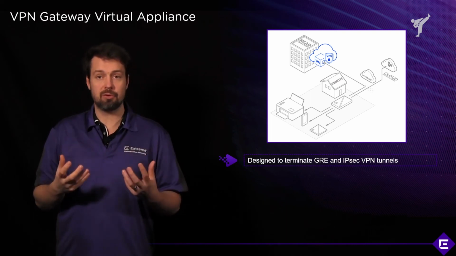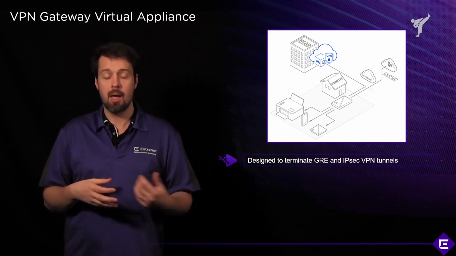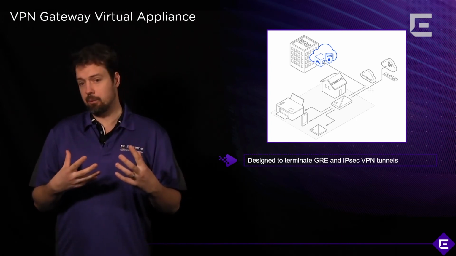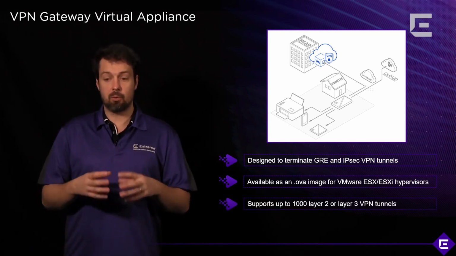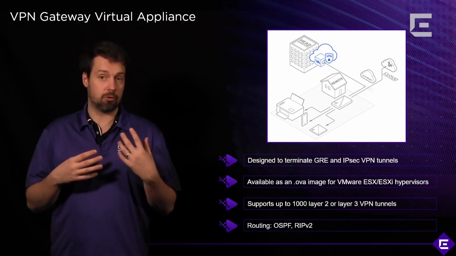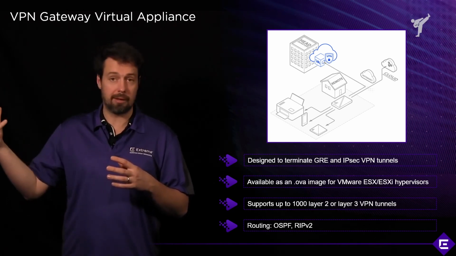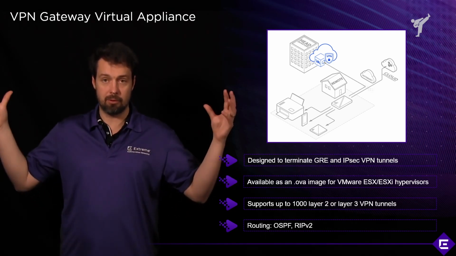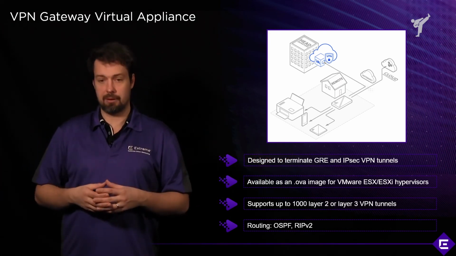More commonly, the VGVA will be used to terminate remote VPN connections coming from remote locations, either branches or remote workers or teleworkers. The VGVA is available as an OVA image and runs on top of the VMware hypervisors. It supports up to 1,000 VPN tunnels, and it also supports routing like OSPF and RIP version 2. So it can peer with your local router, your core router, to exchange the other routes to the network. And that will provide interconnectivity between your VPN solution, your branches, your SD-WAN, and your corporate network.